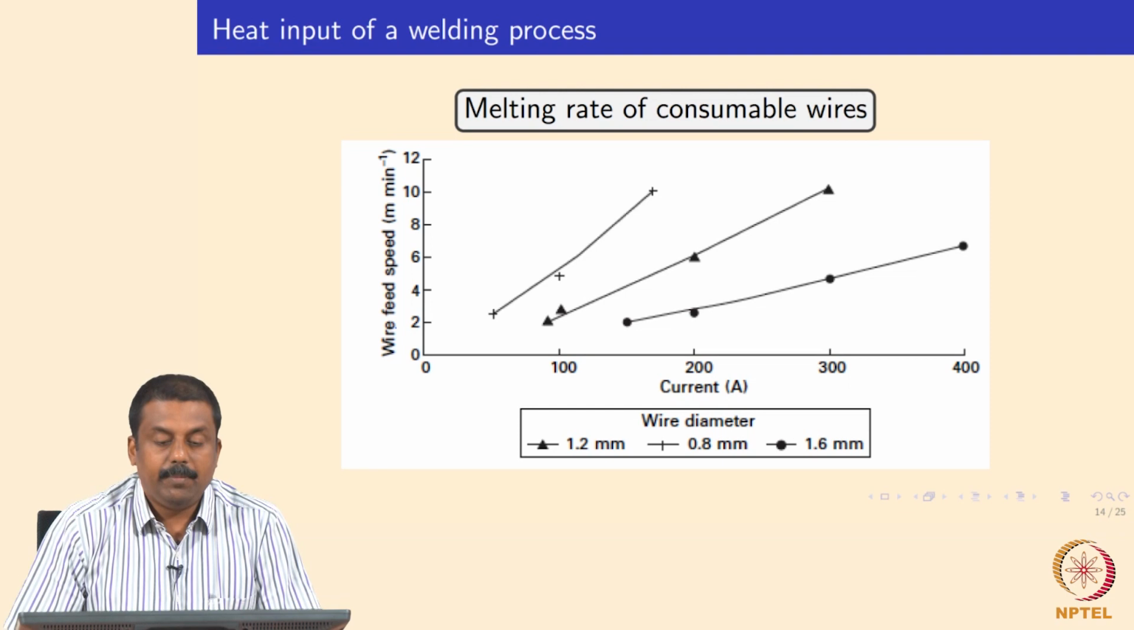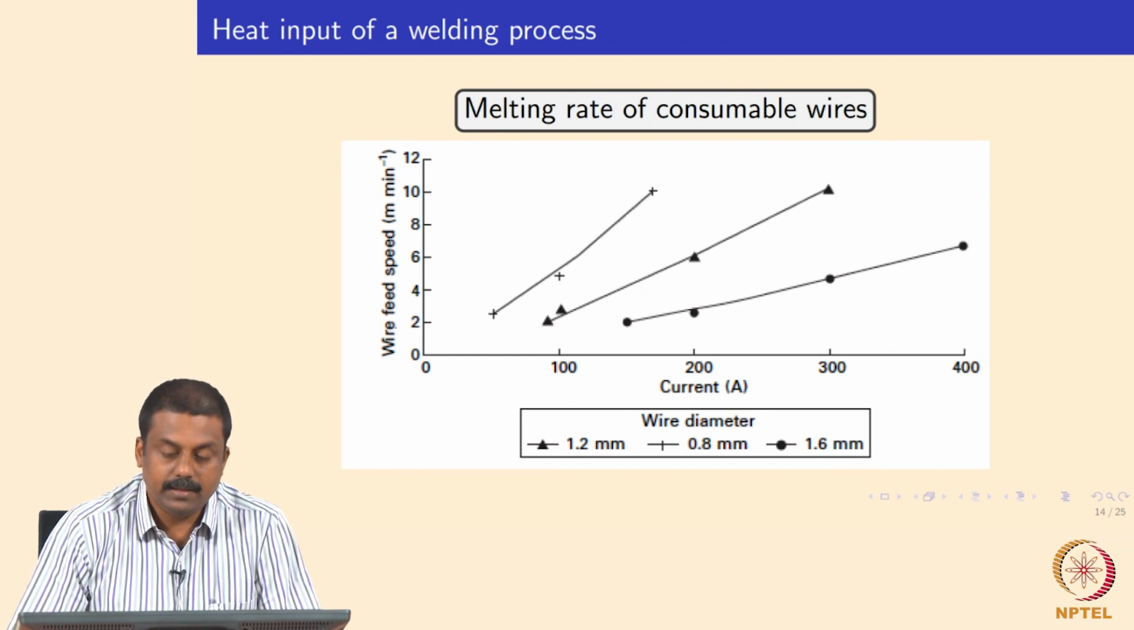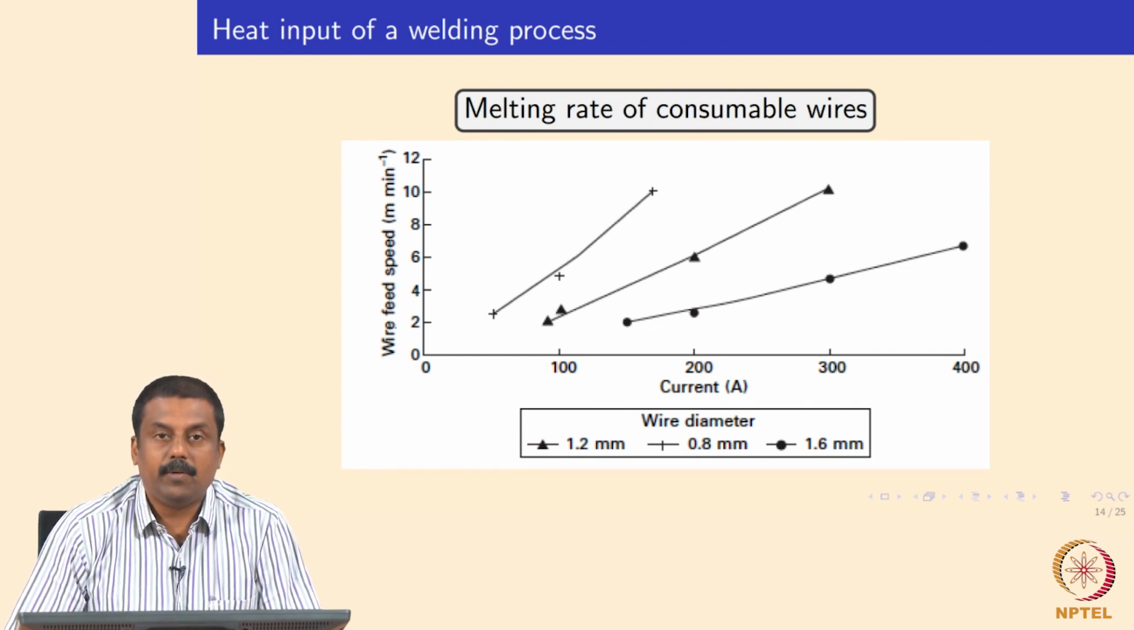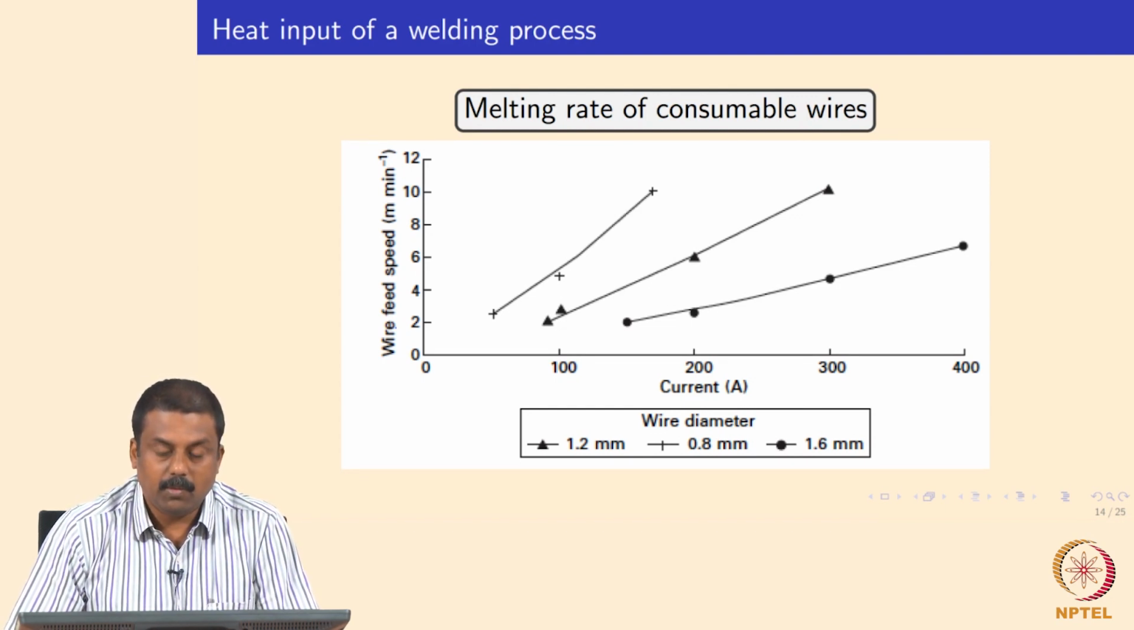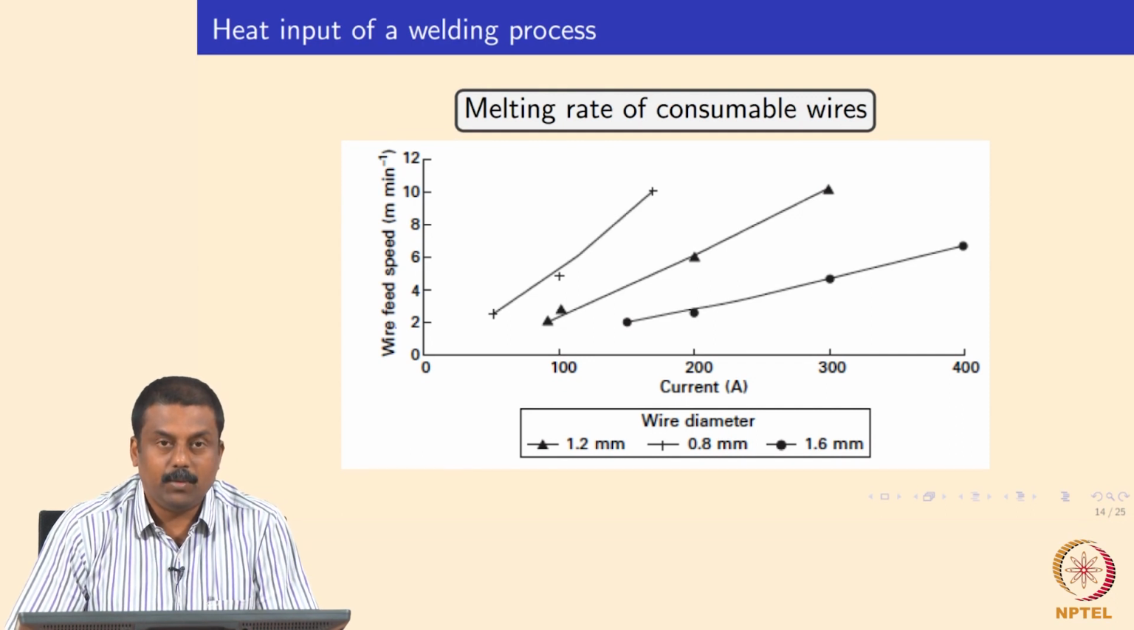Similarly, your wire diameter also changes your melting rate. As already explained, if you increase the wire diameter, obviously your melting rate decreases. So if you want to keep your arc length constant, you always have to have a wire feed rate equal to your melting rate. So in order to keep the arc length, the length between the tip of the electrode and the base metal, constant, you may have to feed the wire at the same rate you are melting.